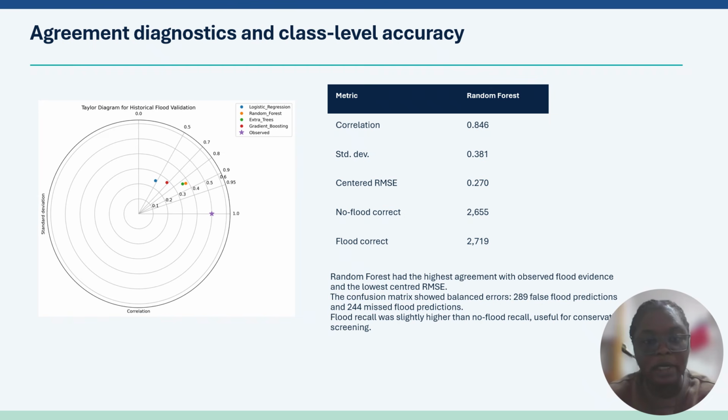This model correctly identified 2,717 flood locations and 2,655 non-flood locations. Importantly, flood recall was slightly higher than no-flood recall, which is desirable in flood risk assessment because it reduces the chances of missing potentially hazardous areas within a study location.